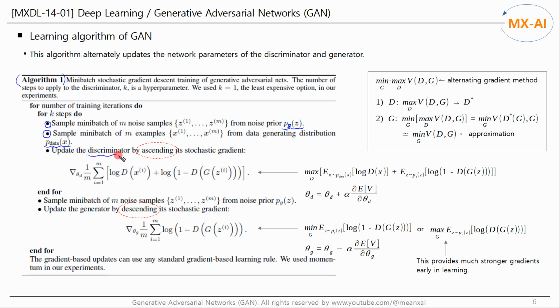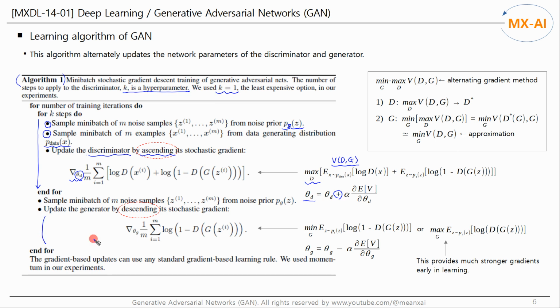Then we update the discriminator by ascending its stochastic gradient. The discriminator tries to maximize V of D and G. The gradient of the average of V with respect to theta D is as follows. Update theta D by gradient ascent. This process is repeated k times. That is, theta D is updated k times, where k is a hyperparameter. The authors of the paper used k equal to 1, the least expensive option, in their experiments.